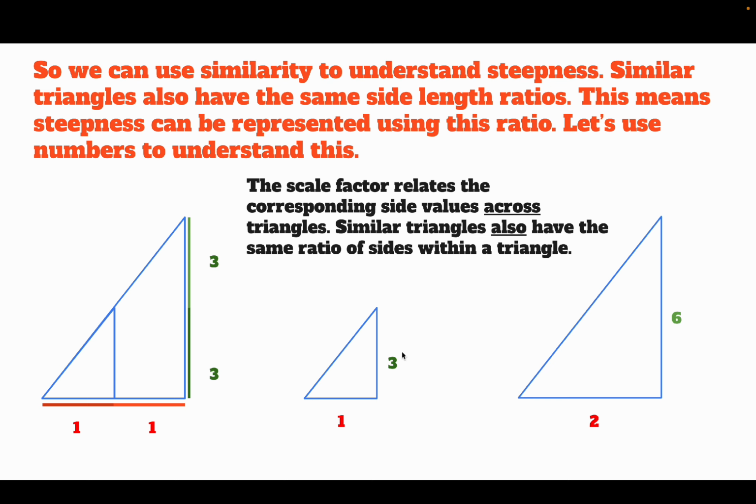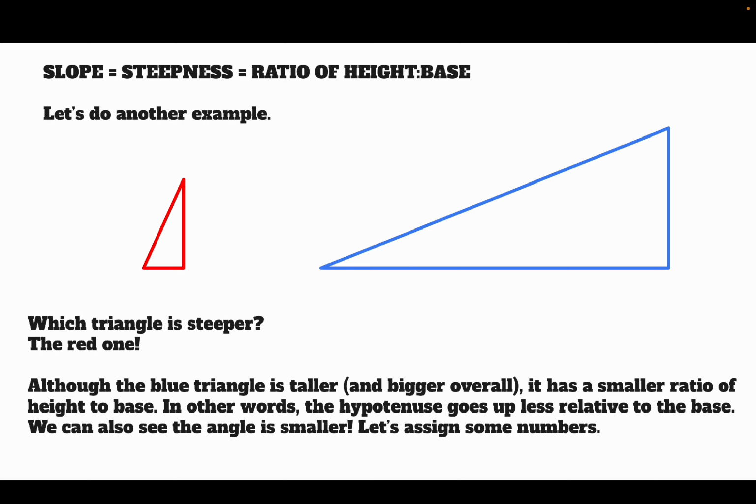So let's go from here with some more examples. Now we can look at these two triangles, okay? Which triangle is steeper? The red one is steeper, right? That angle is really a tall, high angle. So this is the steeper triangle. Some students might say the blue triangle is steeper, but that's incorrect. It is taller and bigger, but it has a smaller ratio of height to base, so it doesn't go as high as it moves over. The hypotenuse goes up less relative to the base. And we can also see that this angle is smaller.